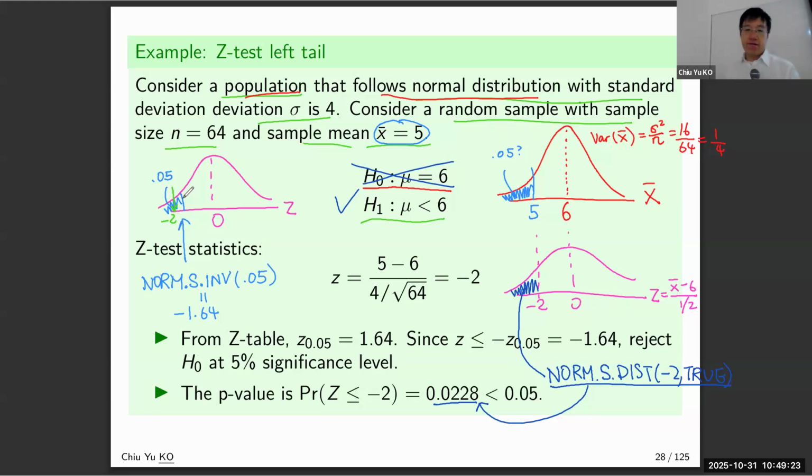If this is okay, then I will go to the most complicated one, what we call the two-tail test. Okay, this is what we call the left tail Z test, because it's a rejection on the left-hand side. Okay. Now, once we are okay, no question, then we will go to the next one.